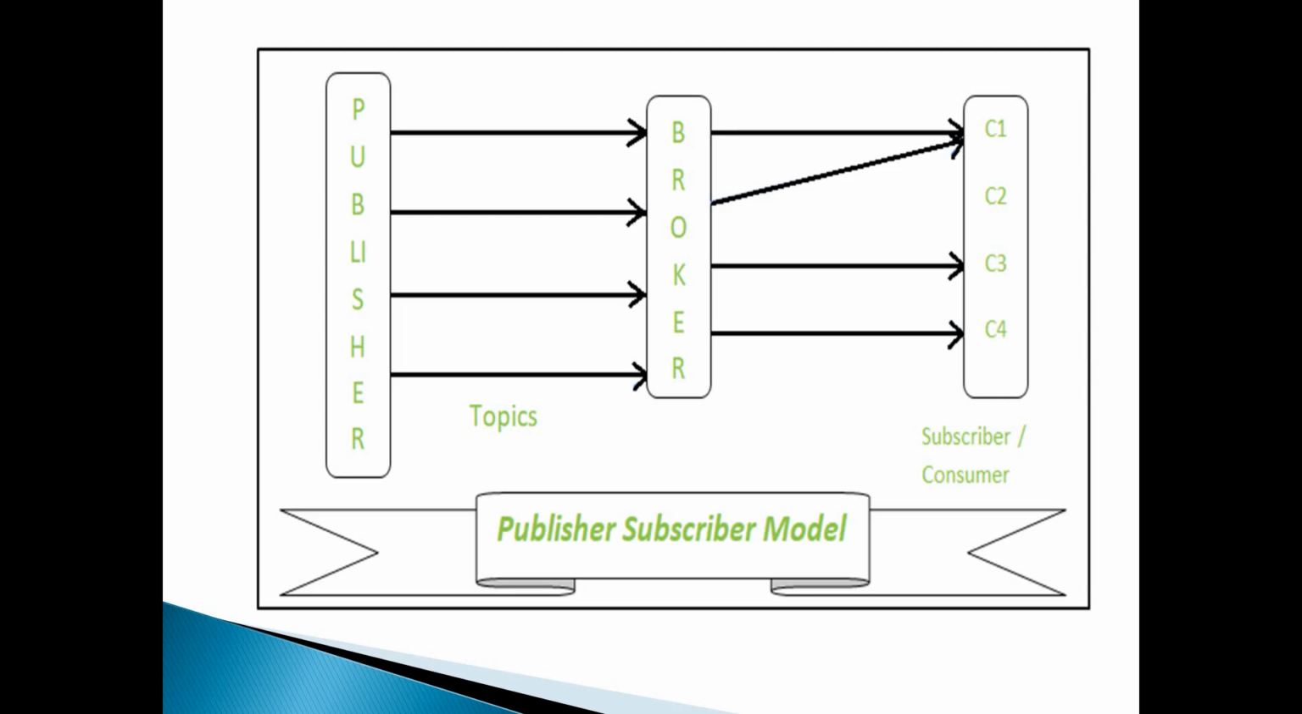So here is the publisher and subscriber model architecture. This is a publisher. The publisher sends the data to the broker in the middle. The broker only distributes the information to the consumers. C1, C2, C3, C4 are the consumers or subscribers. The publisher publishes the topics to the broker, and the broker only sends the information to the subscribers or consumers.